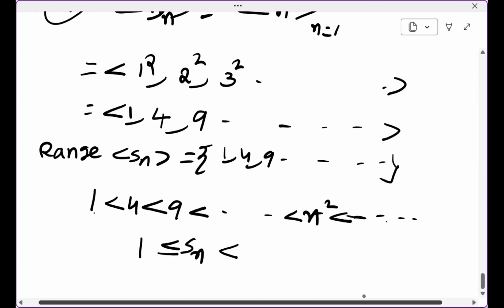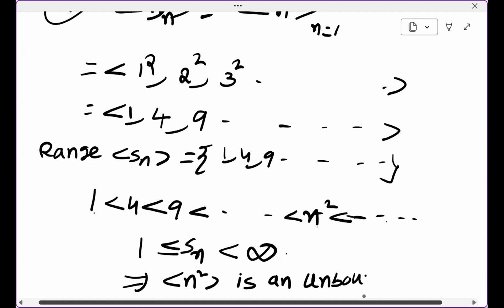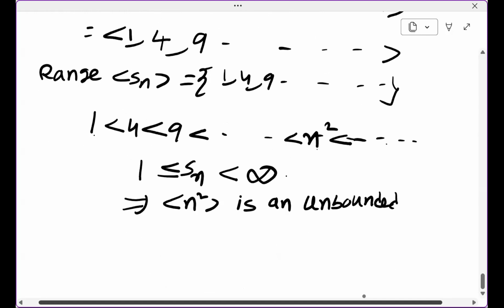Now, as I said, how do we get the upper bound? For this n square, if you take the limit and it is finite, that will give you the upper bound. But here, with n tending to infinity, n square gives infinity square, which is infinity. So it is not bounded above because it is not a finite value. So it is an unbounded sequence.